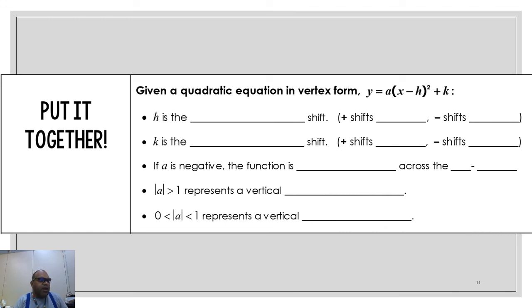Let's put it together. What is it, mister? Let's remember here all the things we learned this class. H is the horizontal shift. Okay, and K is vertical. I think you understand what's going on here. H, I move horizontal, and K, vertical.